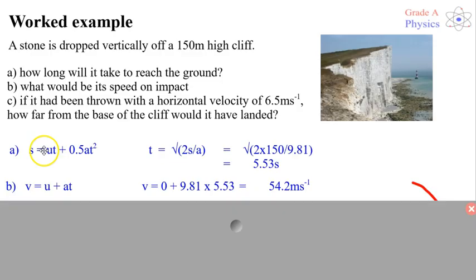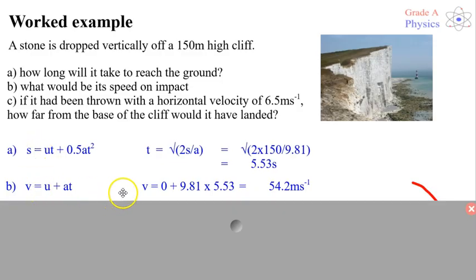We can solve this in a number of ways. I'm going to use v equals u plus at. Vertically, again, u is 0. We know a and t, we know the time, we know a, so we can work out the velocity, 54.2 meters per second. Up to this point, we have done nothing new. This is just straightforward, one-dimensional kinematics problems.